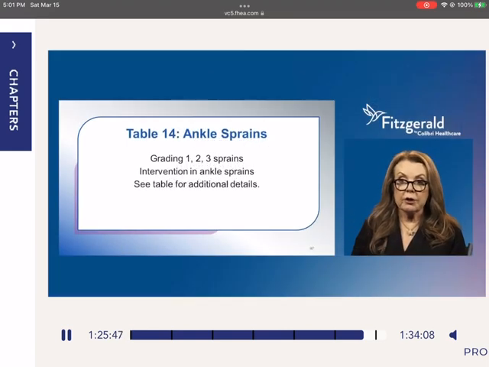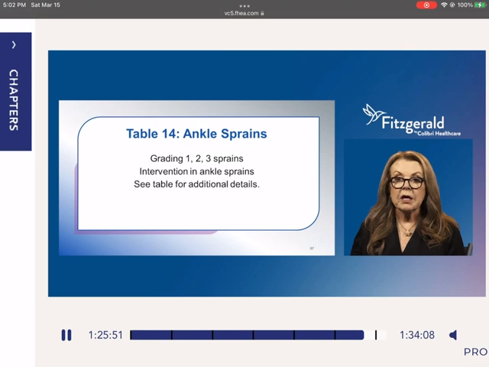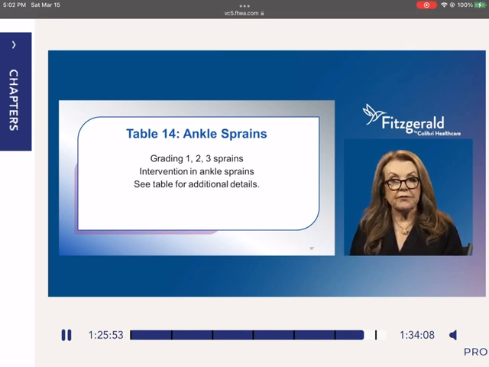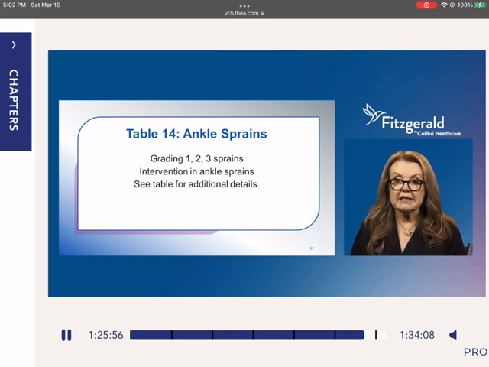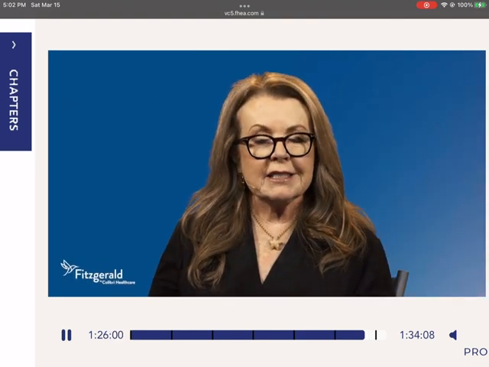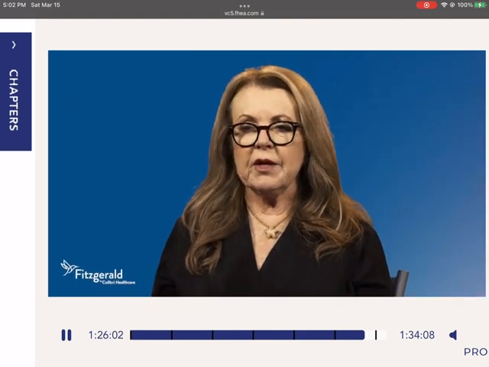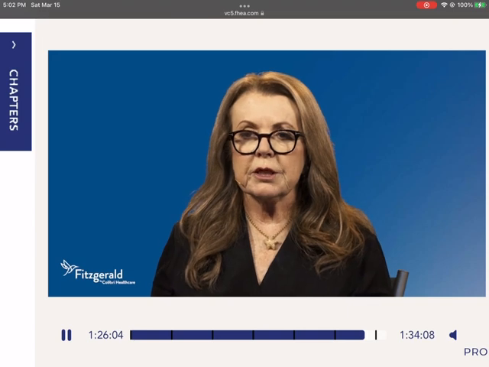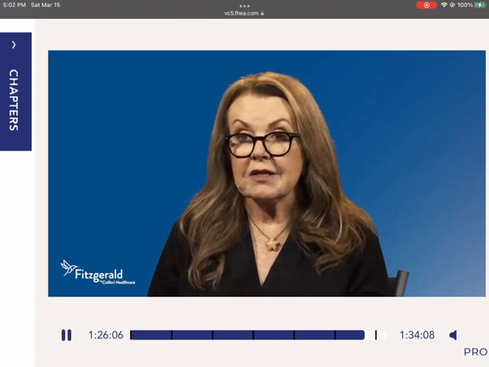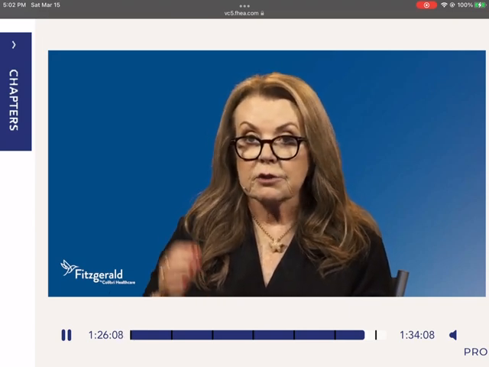In table 14, what are we going to do? We're going to now look at ankle sprains and grading 1, 2, and 3 sprains. And we'll take a look at intervention in ankle sprains. You could see the table for additional details. One more time, you might say, well, if somebody has an ankle sprain, wouldn't they just go to the emergency room or urgent care? Actually, people come in all the time to primary care with ankle sprains.